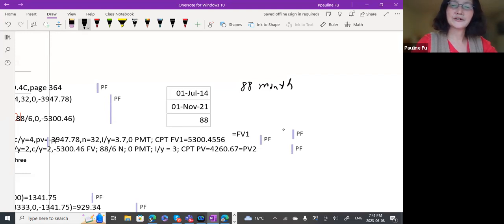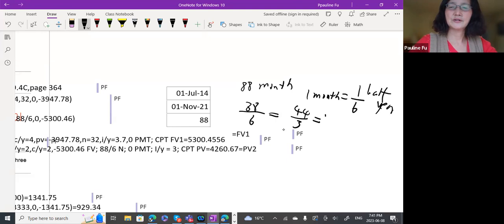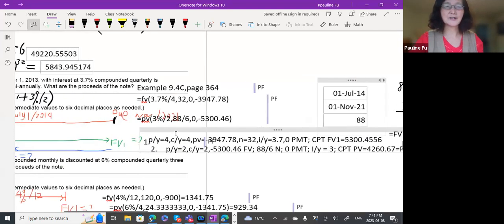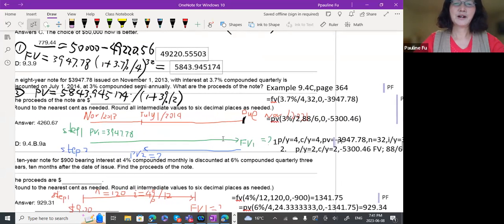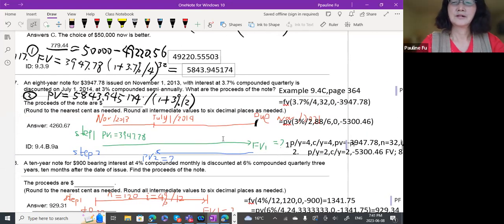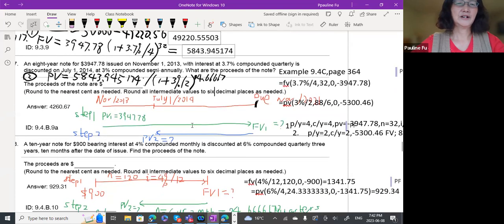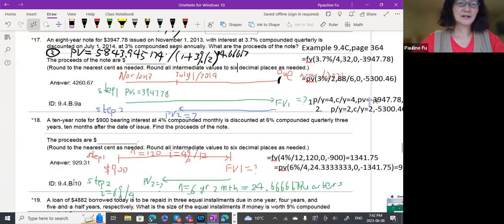So we get 88 months equal to how many half years? 1 month is 1/6 half year. So 88 divided by 6. We get how many half years here? So 44 divided by 3. Yeah, correct, we did before. So it is 14.66666 half year. Okay, return back here. Raised to power 14.66667. Okay. So now this is our step 2, calculate present value. Okay, so Excel.